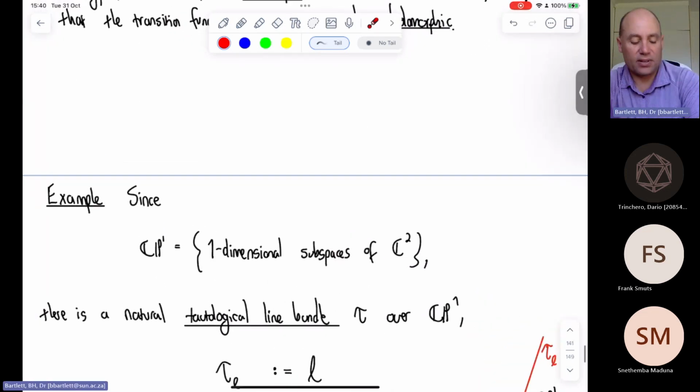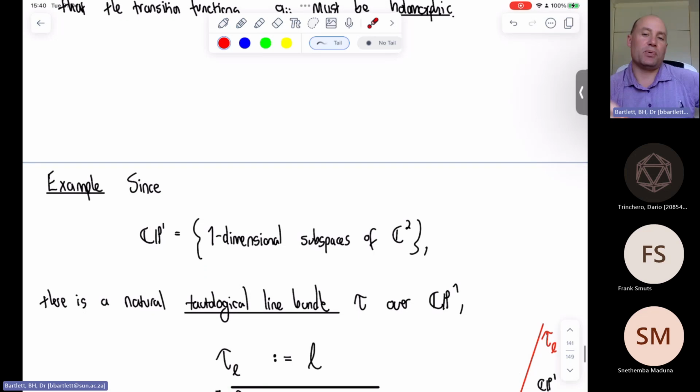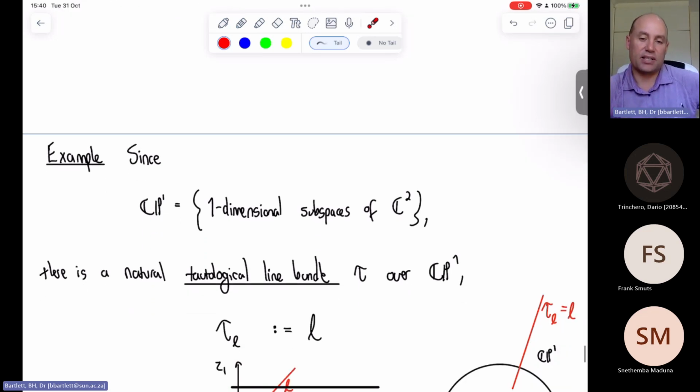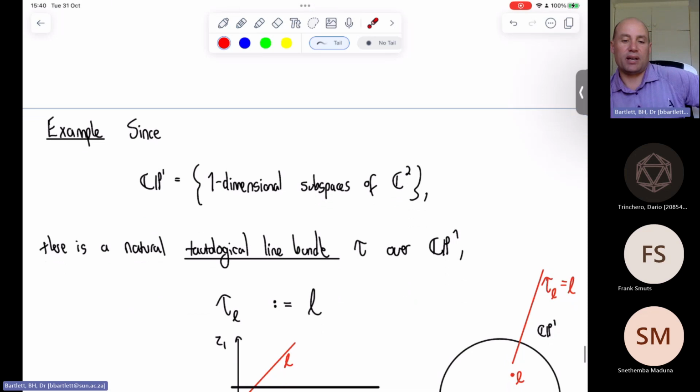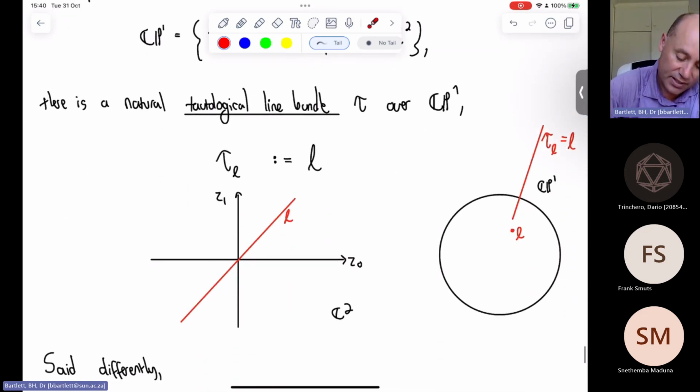So let's give an example of a holomorphic line bundle. I'm going to do the most natural example, which is the tautological line bundle over CP1. Once again, what is CP1? CP1 is the set of one-dimensional complex subspaces of C2. So a point in CP1 is a one-dimensional subspace in C2, and that means there's a natural tautological line bundle living over CP1, defined as follows.